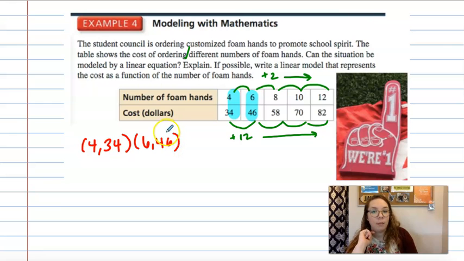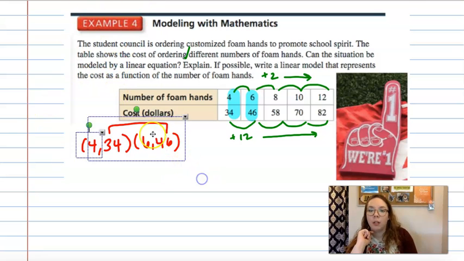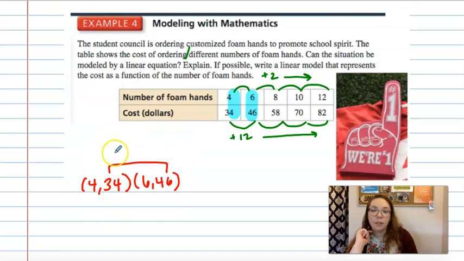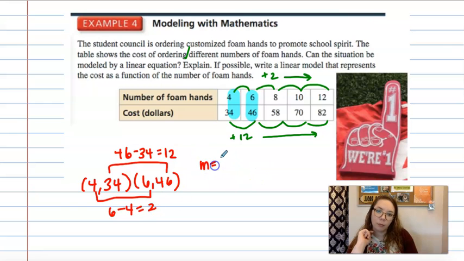So I'm going to start by finding my slope. I'm going to move this down. I'm going to do 46 minus 34. And if you change the order, if I start with 46, I have to start with 6. So this will give me 12 over 2, which is also what we found in our table. 12 over 2 is 6.